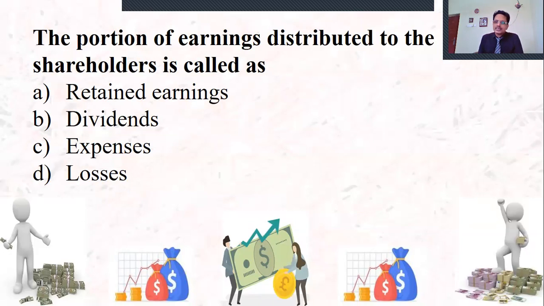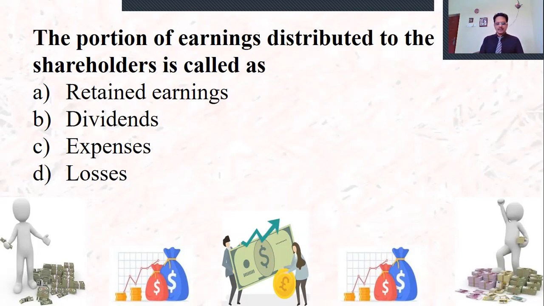So like that, retained earning, the reinvestment of earning, is called recapitalization. The more technical financial term is plowing back of capital. So the answer is dividend. Expense and loss are not the portion of profit distributed. So the correct answer is dividend.